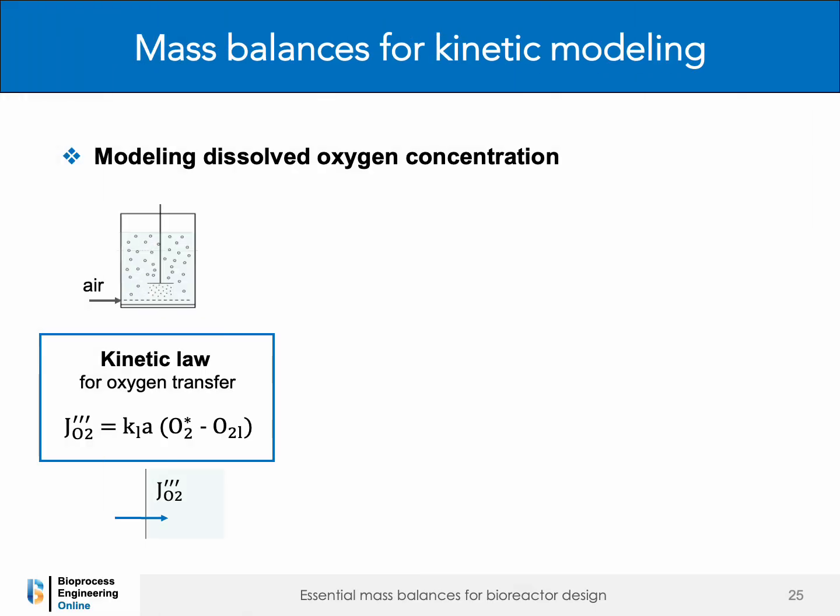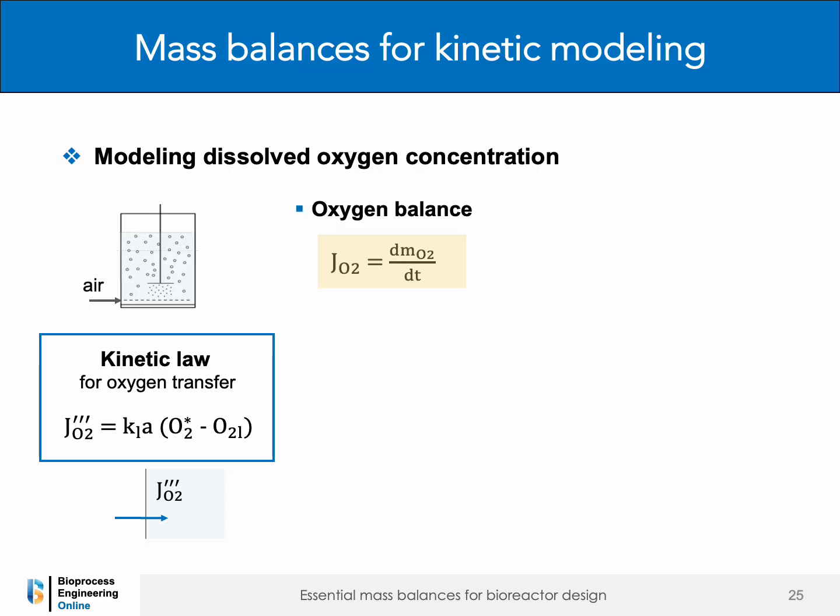As a second example, let us consider the modeling of the dissolved oxygen concentration during the aeration of initially deoxygenated water in a stirred and aerated vessel. The volumetric rate of oxygen mass transfer from the gas phase to the liquid phase, denoted by JO2''', is described by the mass transfer law at the gas-liquid interface. JO2''' equals KLa (O2* minus O2L), where KLa is the volumetric oxygen transfer coefficient, O2* is the oxygen solubility concentration, and O2L is the dissolved oxygen concentration in the liquid phase.